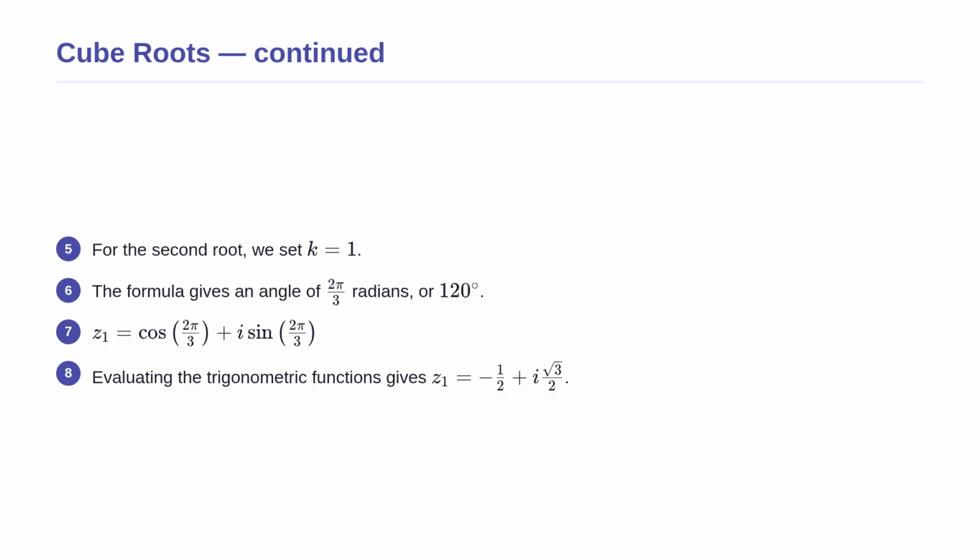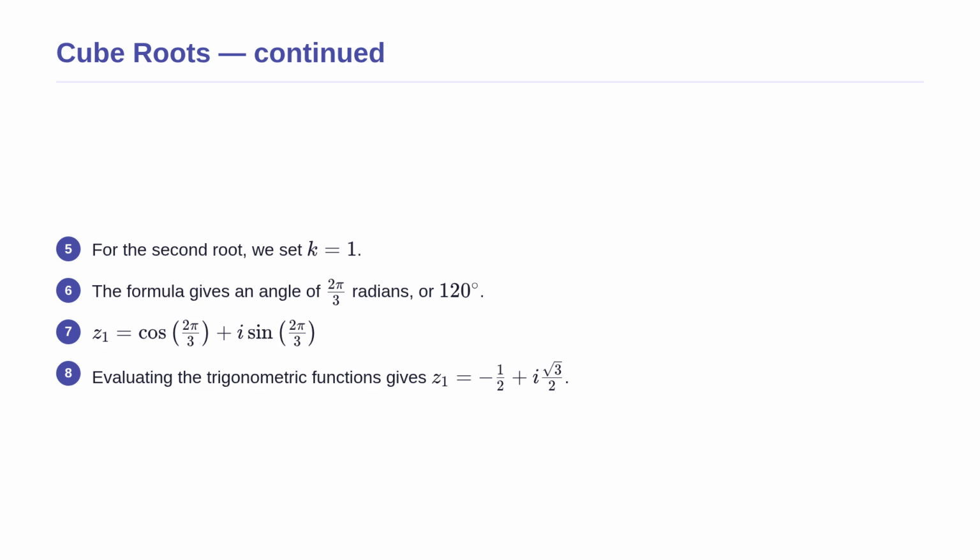Now we move to the second root by setting our counter k equal to 1. This gives us an angle of 2 pi over 3 radians, which is exactly 120 degrees. To find the exact coordinates on the complex plane, we need to convert this back to standard form using sines and cosines. The cosine gives us the horizontal position, which is negative 1/2. The sine gives us the vertical position, which is positive root 3 over 2.